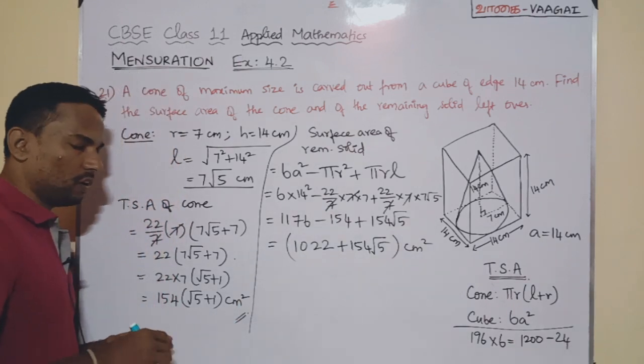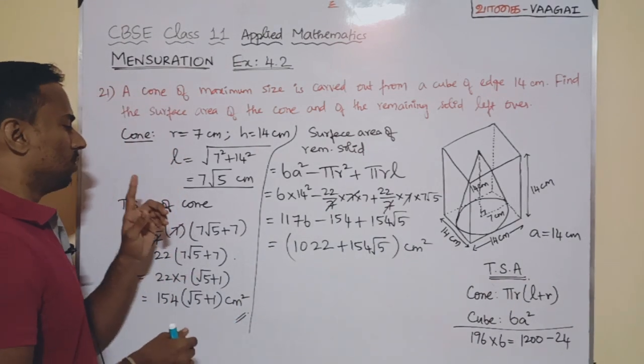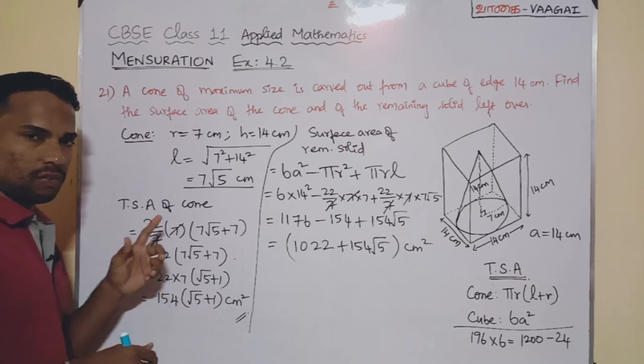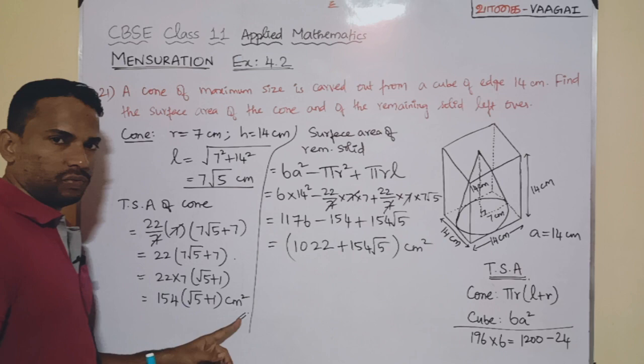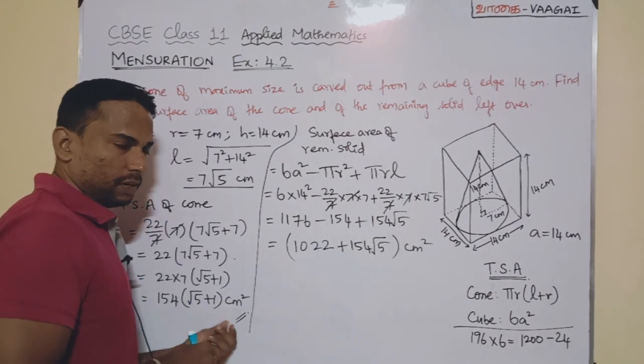So successfully we got the answers for both the questions. First question, what about the surface area of the cone? It's going to be 154 into root 5 plus 1, this many centimeter squares.